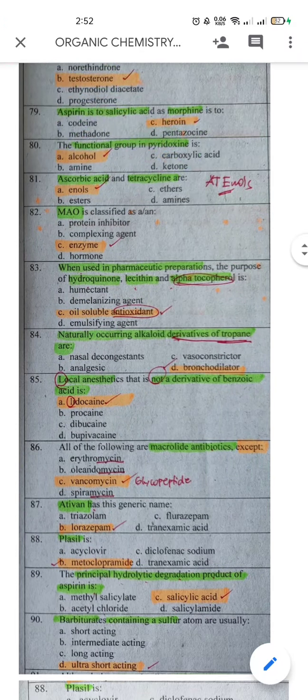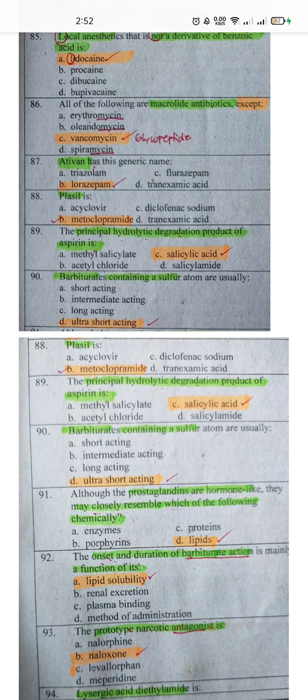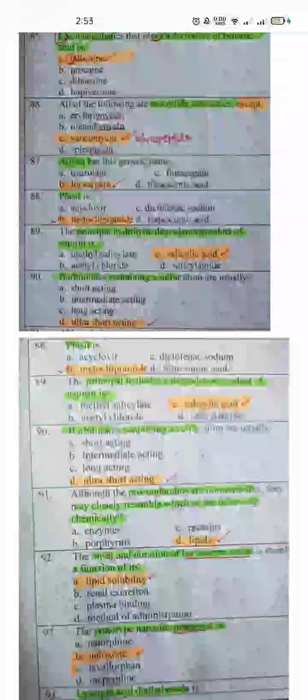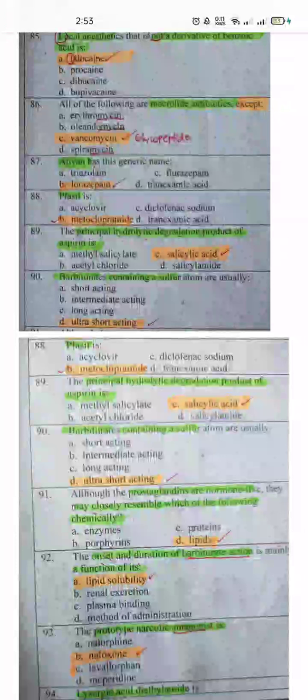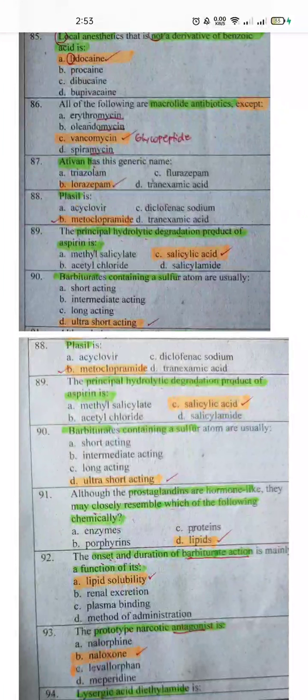Okay, number 90. Barbiturates containing a sulfur atom are usually ultra short acting. They may be administered intravenously in aqueous solution for the induction of anesthesia. Examples of ultra-short-acting barbiturates are thiamylal sodium and thiopental sodium. Those are the ultra-short-acting barbiturates.